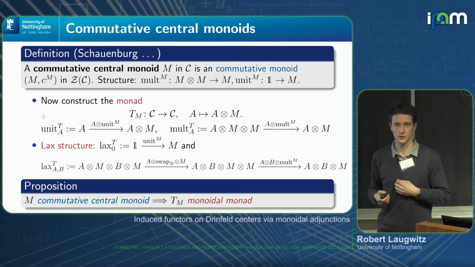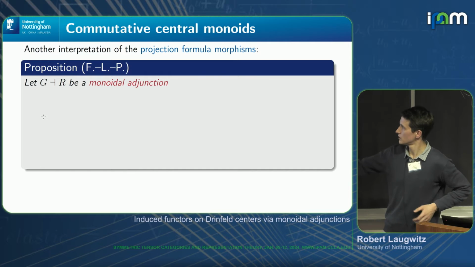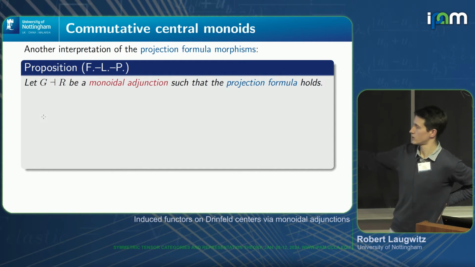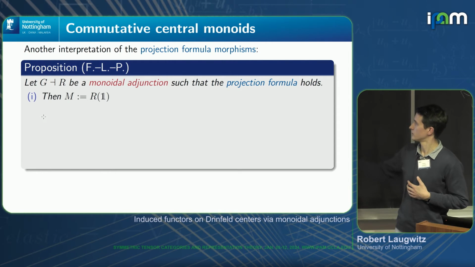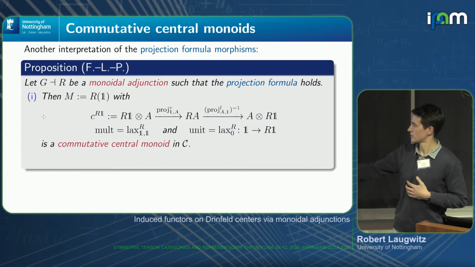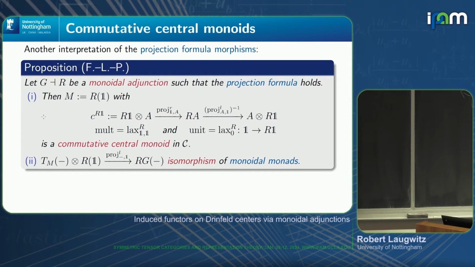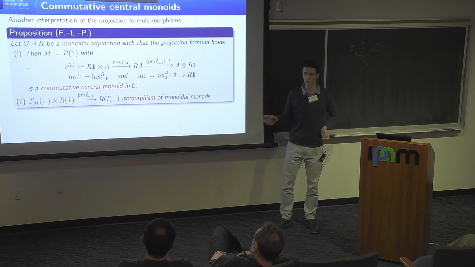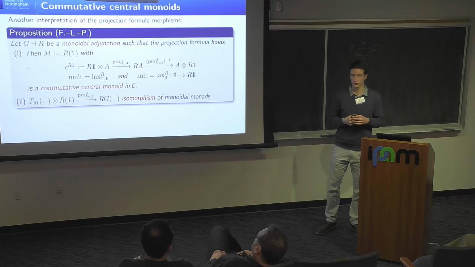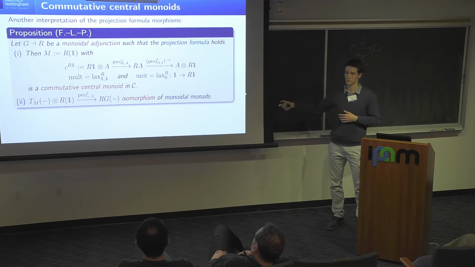Okay, so the reason I'm mentioning this is because there was a second interpretation of the projection formula morphisms, namely that they give isomorphisms of monoidal monads. So here's the statement. Let's say we have some monoidal adjunction, but it satisfies projection formulas, so the projection formula morphisms are invertible. Then we can use the commutative central monoid of applying R to the tensor unit, and that's a commutative central monoid, which is known. And then the projection formula isomorphism evaluated with fixed object tensor unit in the second component is an isomorphism of monoidal monads. So this is the second interpretation. Our first interpretation of projection formulas was that it gives a C bimodule morphism. Here the second interpretation is that it gives some isomorphism of monoidal monads.